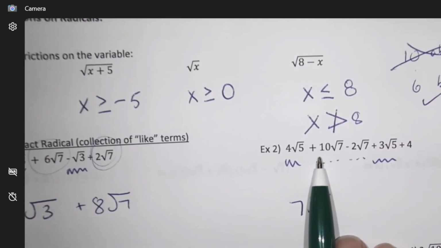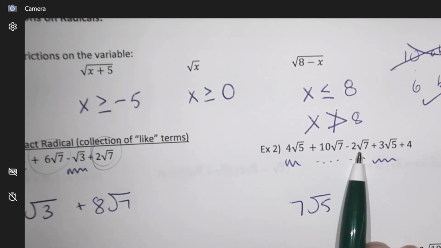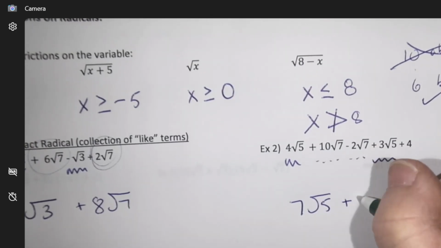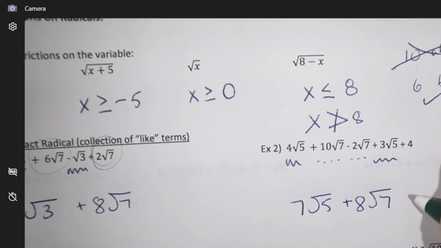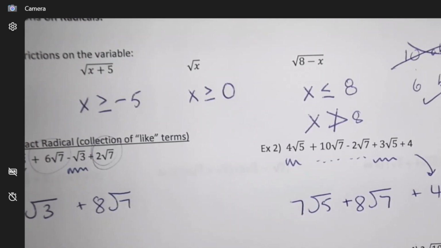And then I can do this together. 10 root 7's minus 2 root 7's is 8 root 7. And then there's just something there because I can't put it with anything, right? Okay, so does that make sense? Like terms.